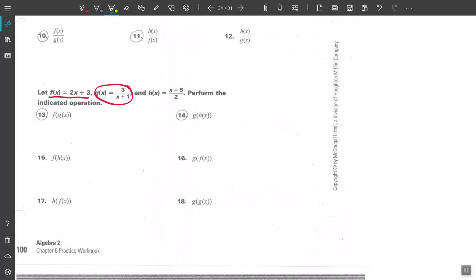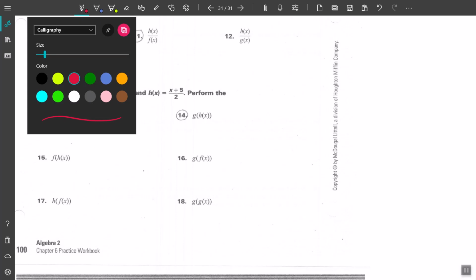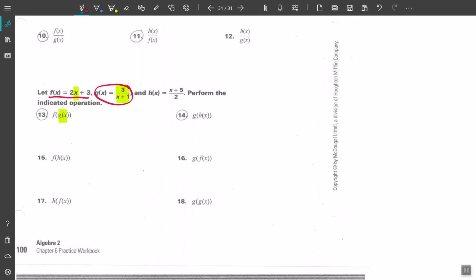So we're going to take g of x, this little function here, and we're going to plug it in where we have the x variable in the f function. So if I were going to write that out, it would look like this. I would take my f of x, which is 2x plus 3, but instead of writing x, I'm going to instead fill in the g of x function.